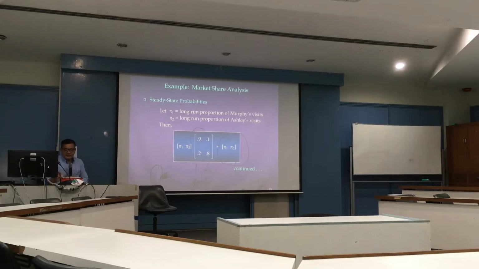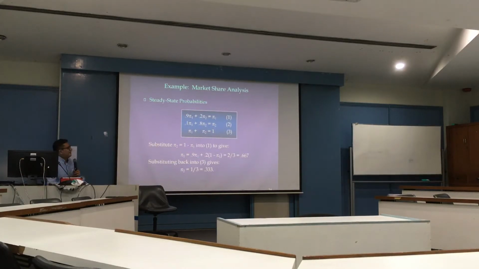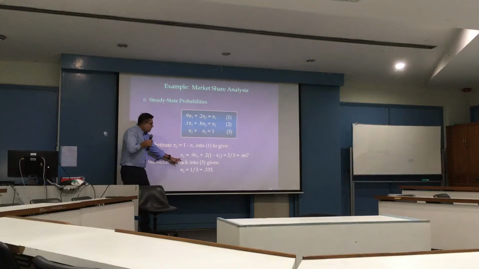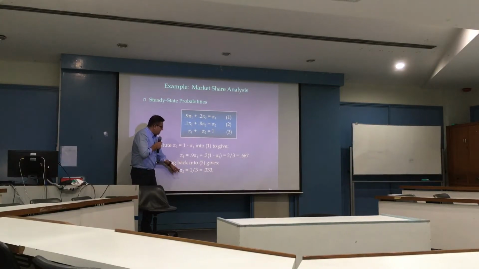So in this case, this one multiplies with this one plus this one multiplies with this one. You get 0.9 pi 1 plus 0.2 pi 2. And for the other one, you get 0.1 pi 1 plus 0.8 pi 2. And the probabilities combined must equal 1. So we solve for pi 1, pi 2 here. Finally we have 0.667 and 0.333.